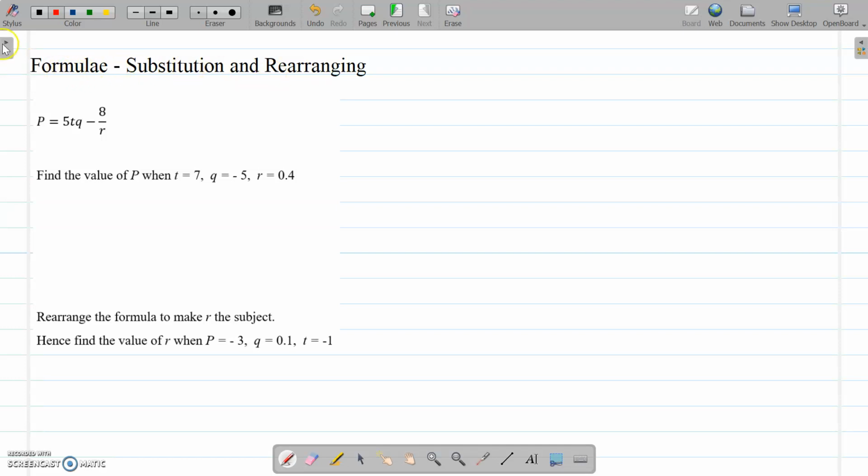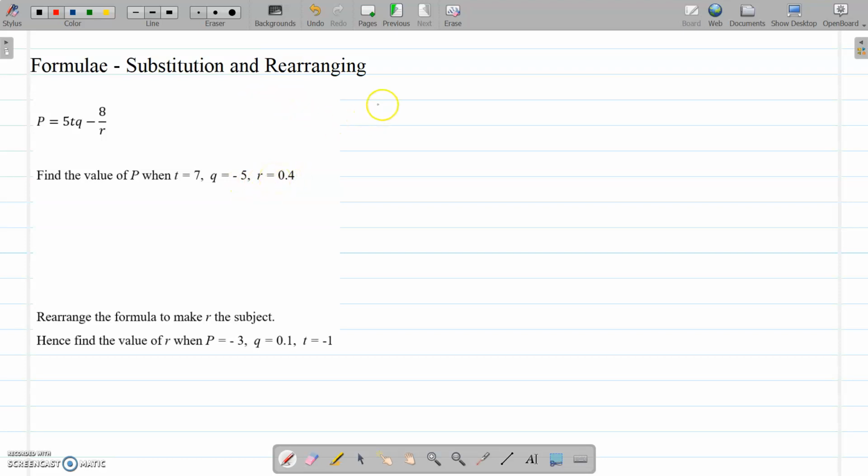We have a formula here: capital P equals 5tq minus 8 over r. And we're to find the value of P when t is 7, q is minus 5 and r is 0.4.